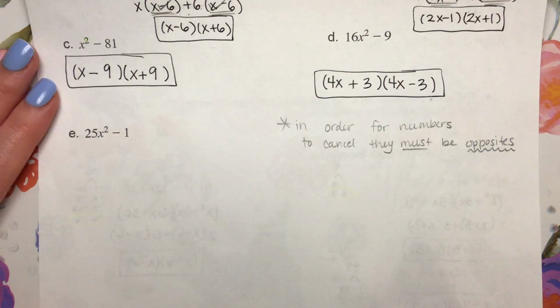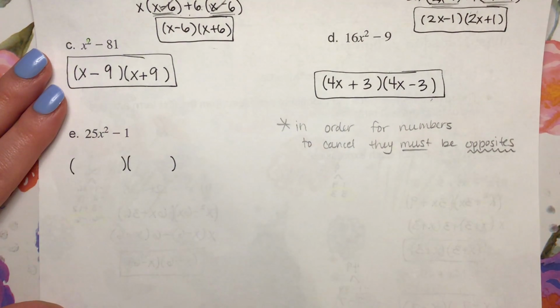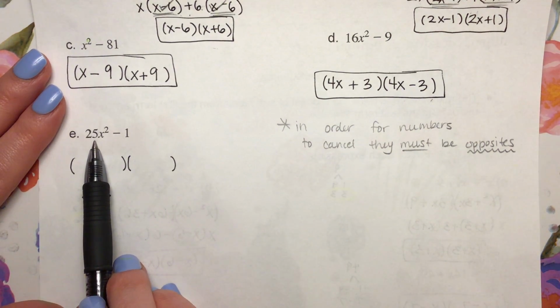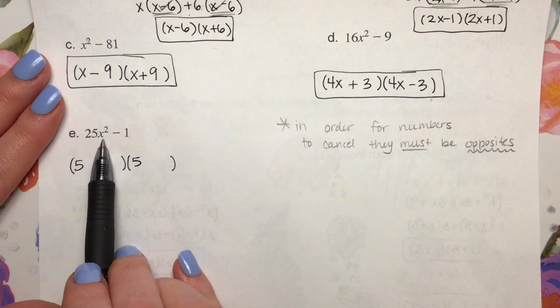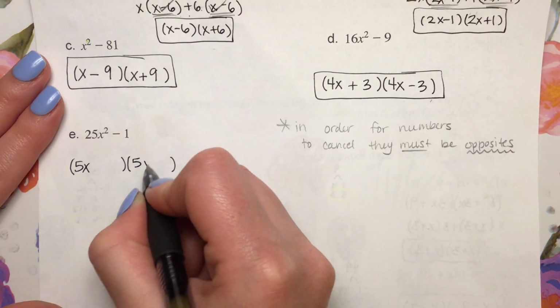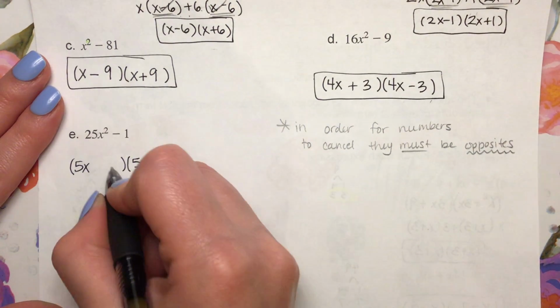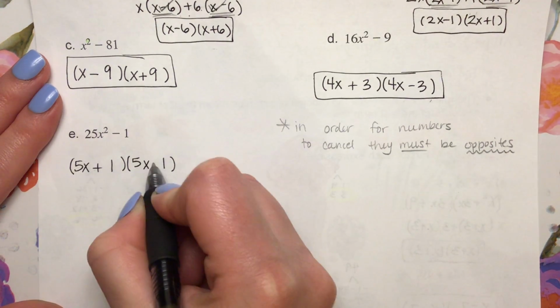Let's do the last example. I have 25x squared minus 1. I'm going to put in 2 sets of parentheses. And if I'm using that shortcut that we know about now, then we could say, okay, what's the square root of 25x squared? We'll break it down into its parts. What's the square root of 25? That's 5. What's the square root of x squared? That's just x. And now, what multiplied by itself gets me 1? Well, 1 times 1 equals that. And to continue the pattern, I'm going to have a plus and a minus.